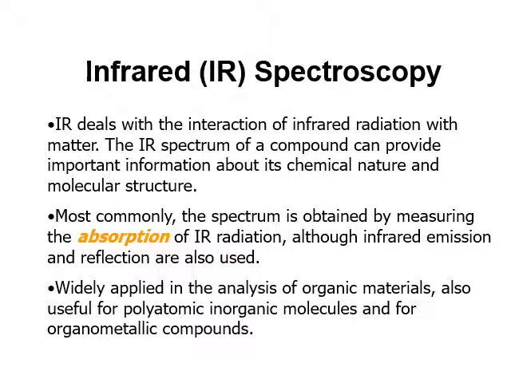IR spectroscopy. So IR deals with the interaction of infrared radiation with matter. The IR spectrum of a compound can provide important information about its chemical nature and molecular structure. So it works by measuring the absorption of IR radiation, although infrared emission and reflection are also used. Once we have our graphs, we'll actually be looking at the transmission, so the light that is not absorbed.